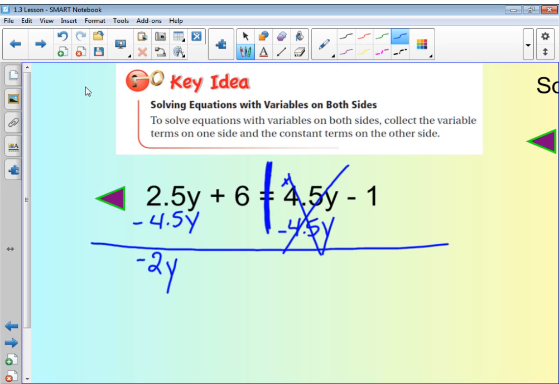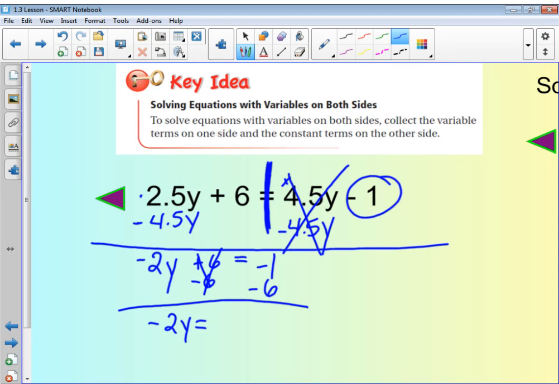Now if you need to use a calculator, use it. You punch it in exactly as you see it. 2.5 minus 4.5, it's still going to give you negative 2. So now I have plus 6 equals, and then I still have this -1. Okay, so now I'm going to get my constants, or just numbers. So right now I'm at +6, so -6 is the opposite. So -2y equals -1 minus 6, which gives me -7.